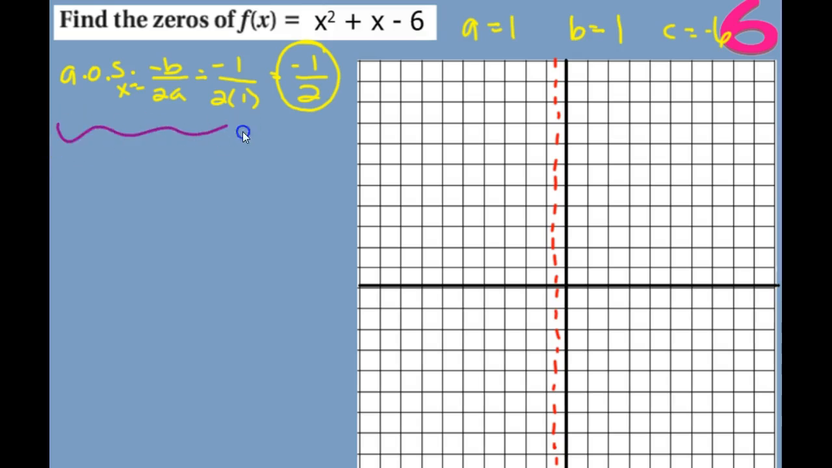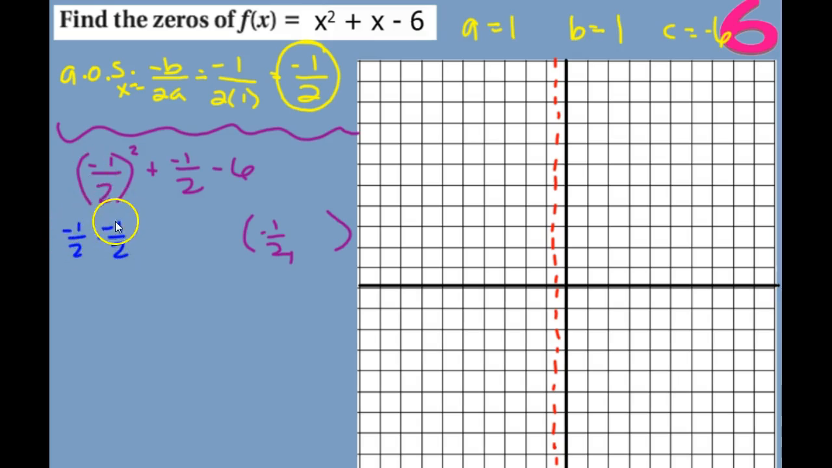And then we need to plug it in to find our vertex. We know x is negative 1/2. So we have negative 1/2 squared plus negative 1/2 minus 6. Well, negative 1/2 squared is negative 1/2 times negative 1/2. So a negative times a negative makes a positive. 1 times 1 is 1, 2 times 2 is 4, or 1/4. If you want to write that as 0.25, you can.